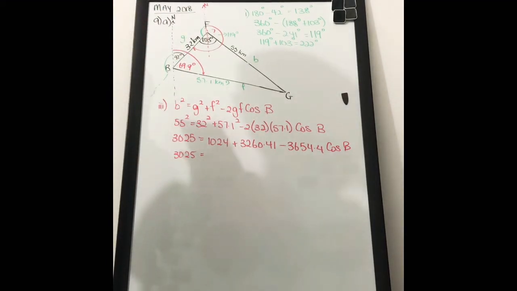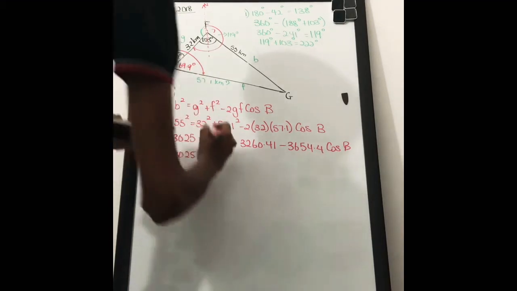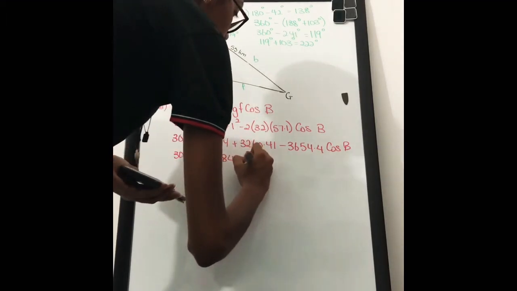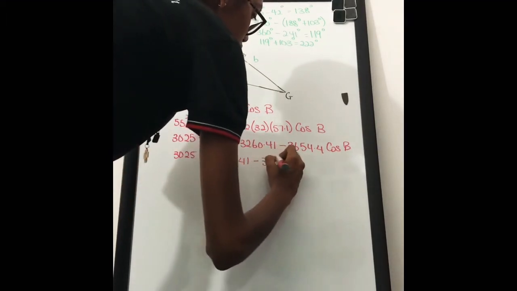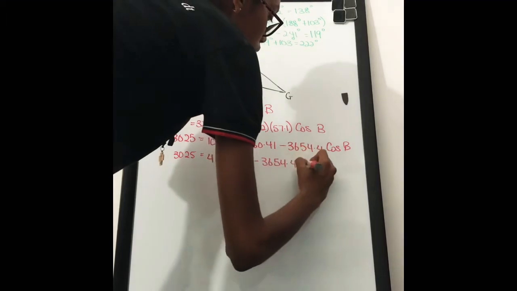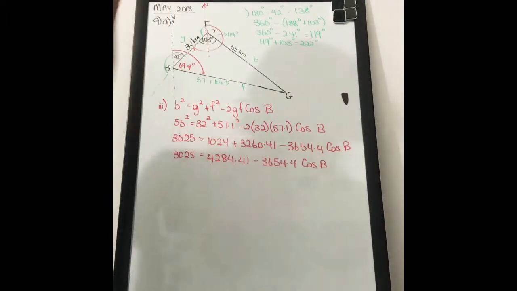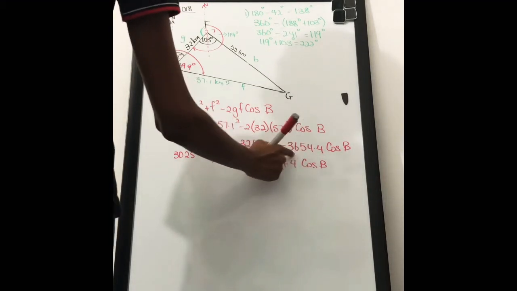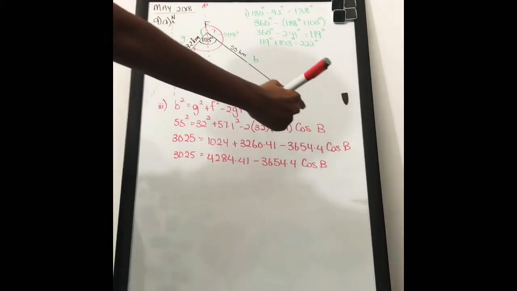Right. So we have 3025 is equal to, let's simplify this here. So we have 1024 plus 3260.41. We get 4284.41 minus 3654.4 cos B. Now, notice that we can't add these two terms and then minus this, because this is being multiplied by cos B, right?